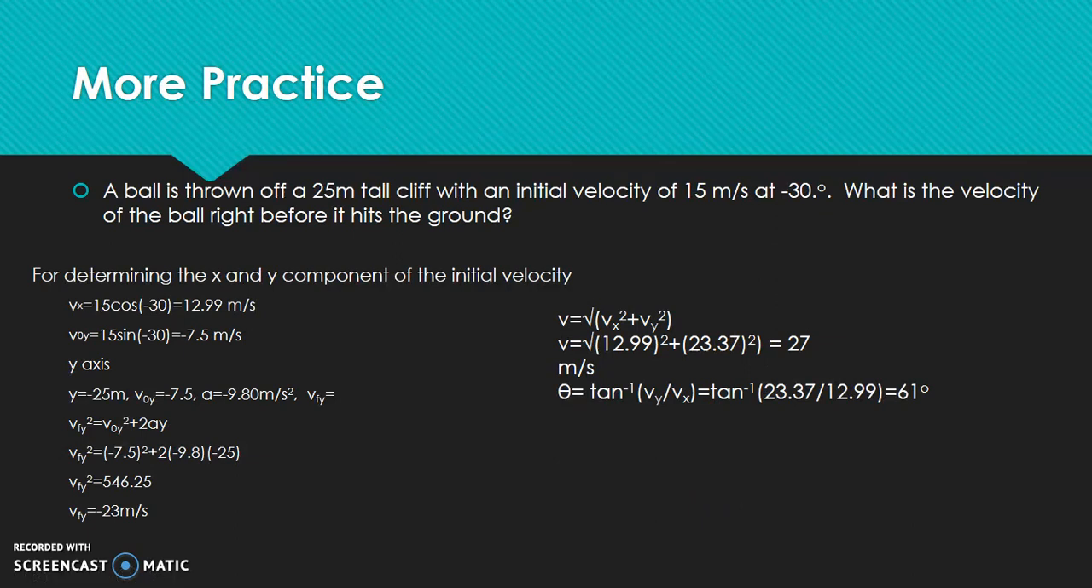It helps you remember which function to use. All right, here's some more practice. It says a ball is thrown off a 25 meter tall cliff with an initial velocity of 15 meters per second at negative 30 degrees. What is the velocity of the ball right before it hits the ground?